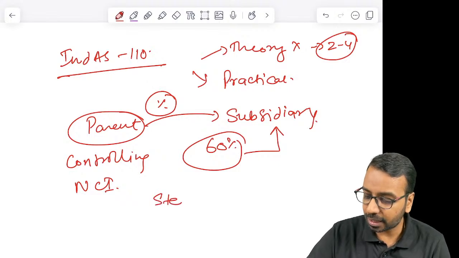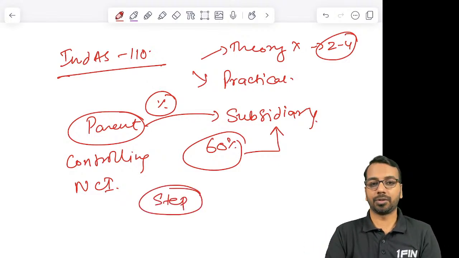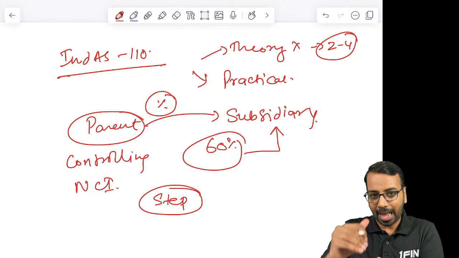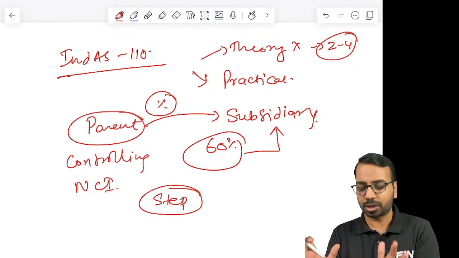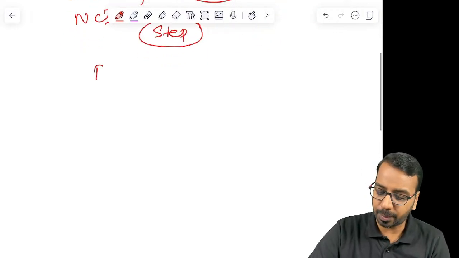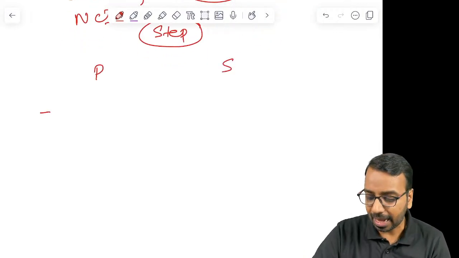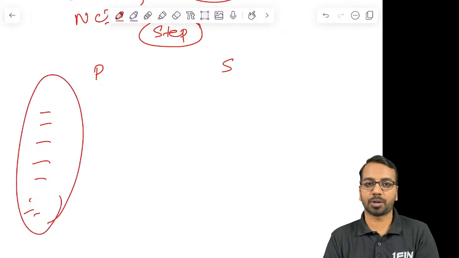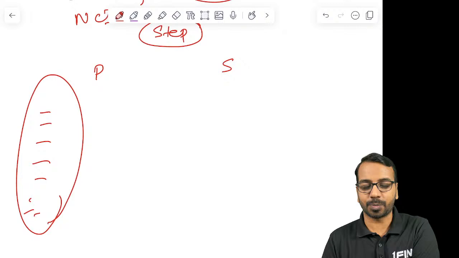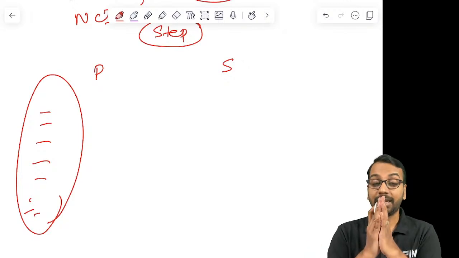And a lot of times we are asked questions based on step acquisition. Already there is some investment and the company has acquired additional investment, right? So that is the broad structure of the question. You will have the balance sheet of the parent, you will have the balance sheet of the subsidiary, and there are some adjustments. These adjustments are what you should focus on. Once you are thorough with the adjustments, consolidation as a question is not at all a challenge.